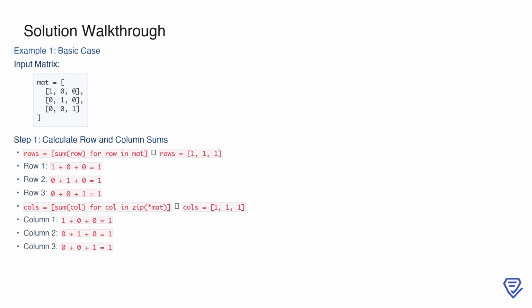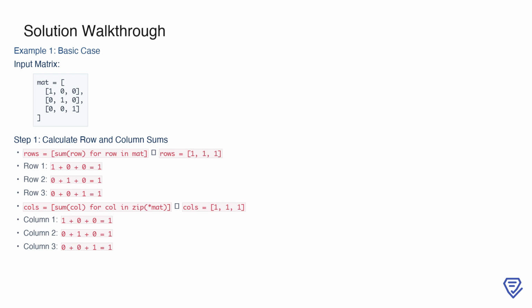The input matrix is a 3x3 binary matrix where each row and column contains exactly 1 one. The first step is to calculate the sum of each row and column. For the rows, we sum the elements of each row individually. For instance, in row 1, the sum is 1 plus 0, which equals 1. Similarly, row 2 and row 3 also sum to 1. This gives us the row sums as 1, 1, 1.